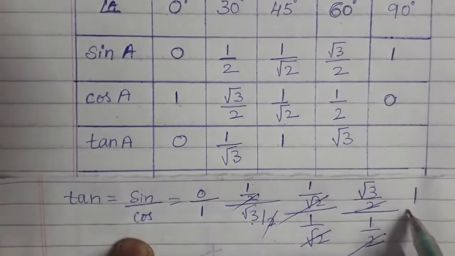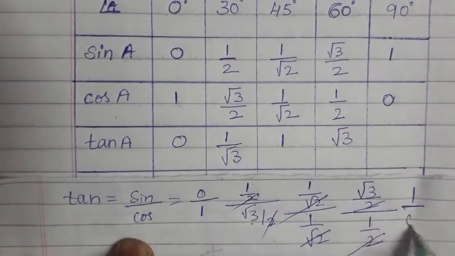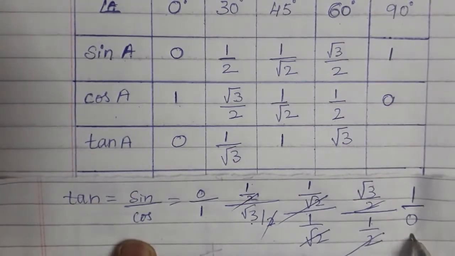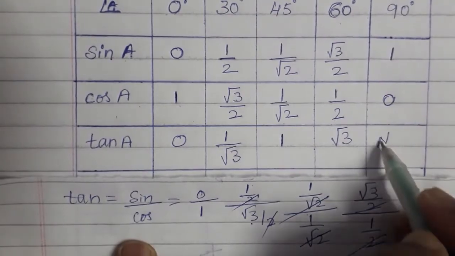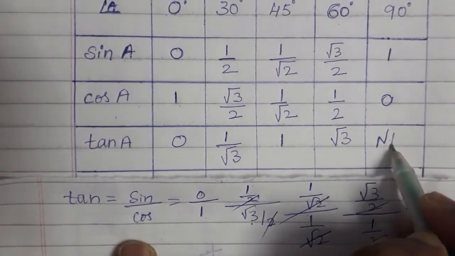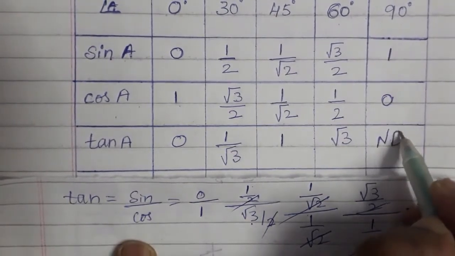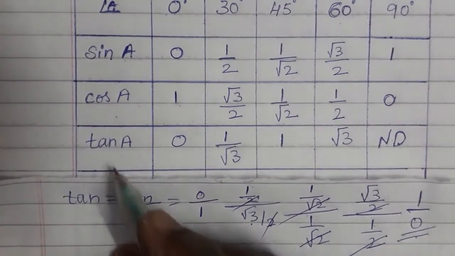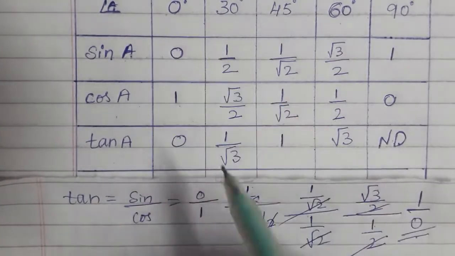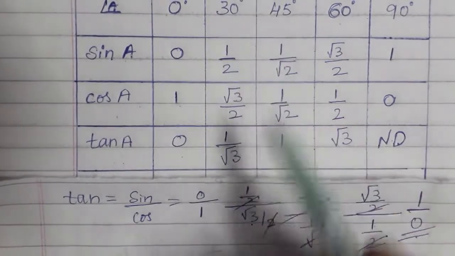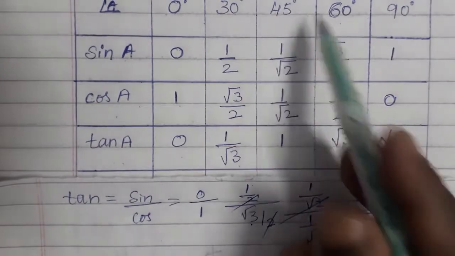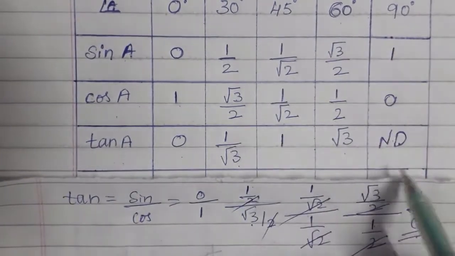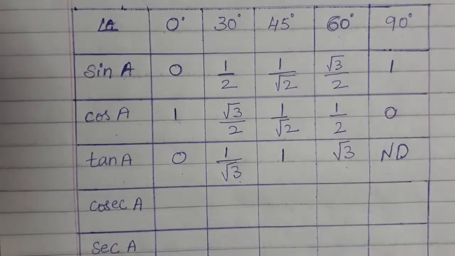For tan 90, sin is 1 and cos is 0. So 1 divided by 0 is not possible. It is not definable. So we'll write ND, not definable. Tan 90 is not possible because the denominator is 0. So we got tan 0 degree as 0, tan 30 as 1 by root 3, tan 45 as 1, tan 60 as root 3, tan 90 is not definable.